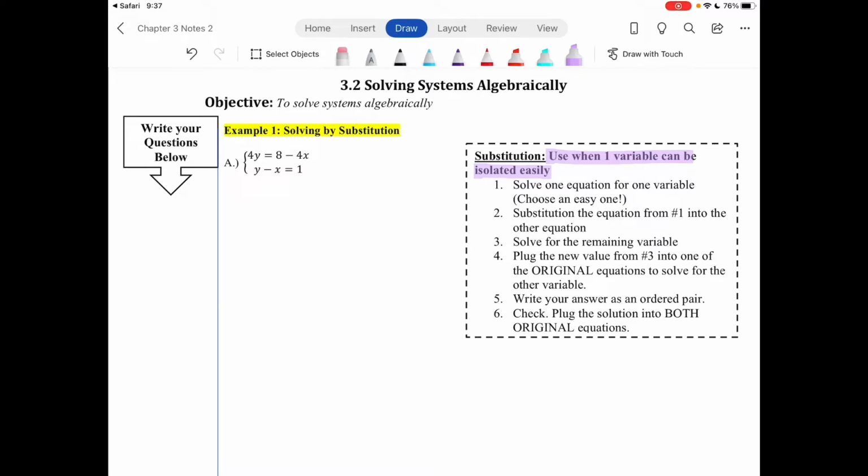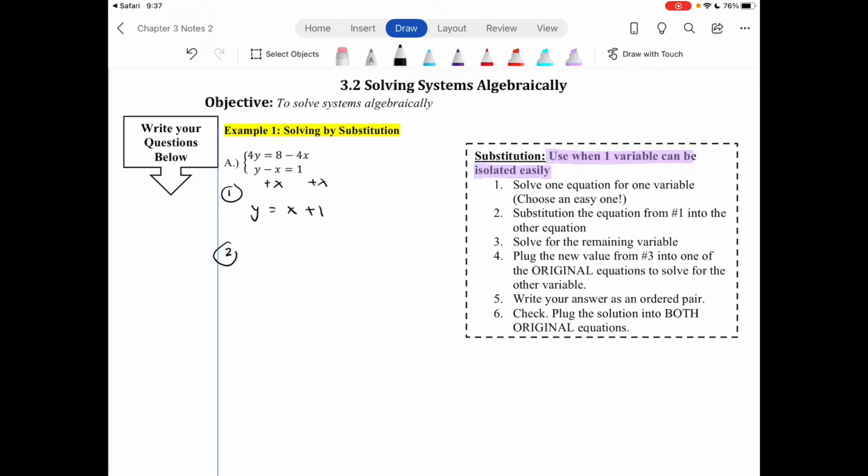Looking at our first example, we have two equations. In the second equation, we have a positive y and a negative x. When we solve for a variable, we always want to solve for the positive version. So it's going to be easier to isolate y instead of x in this case. This means for our first step, we're going to go ahead and add x to both sides. And we're going to end up with y equals x plus 1.